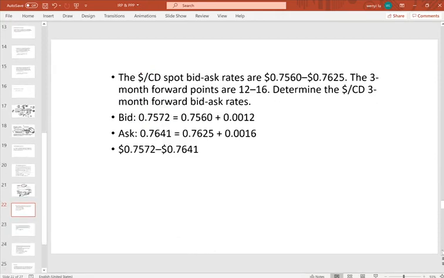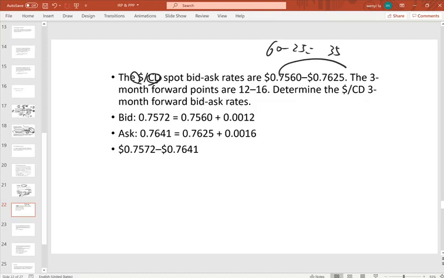For example, here you got a quote. The spot quote between the dollar and Canadian dollar is 0.7560 to 0.7625. You can see the difference, 60 to 25, the points will be 35 points. That's the bid-ask spread in points.